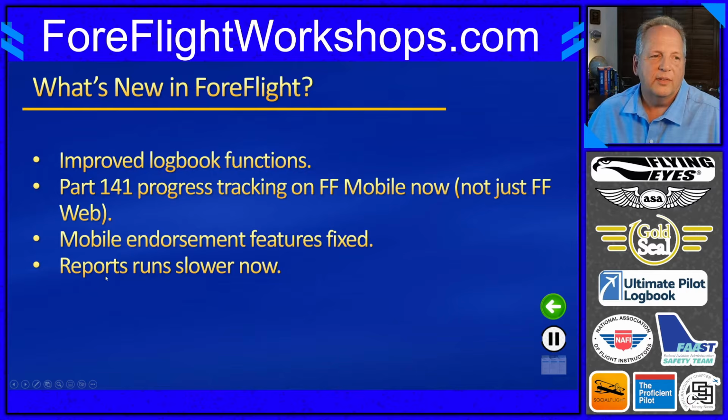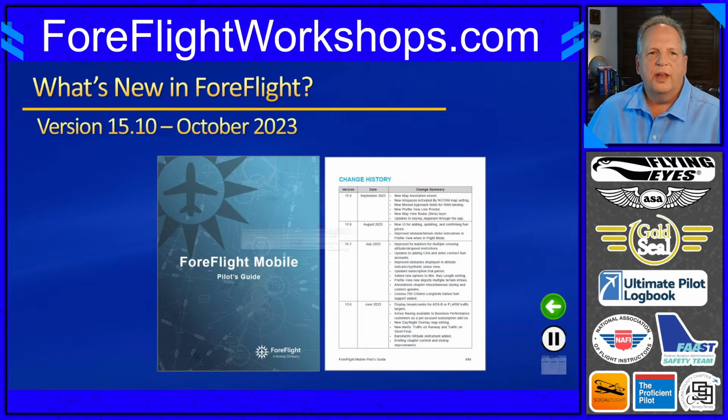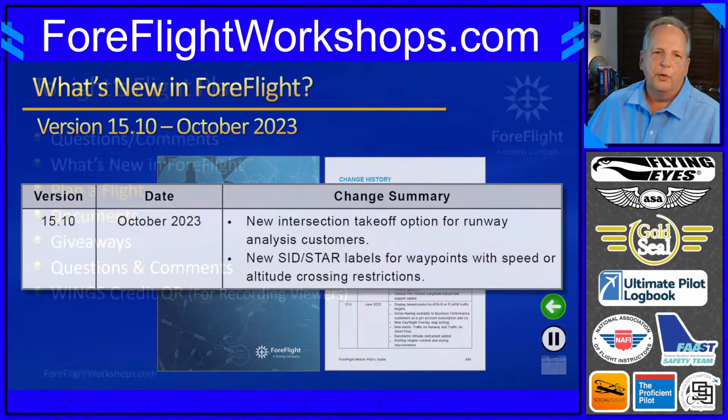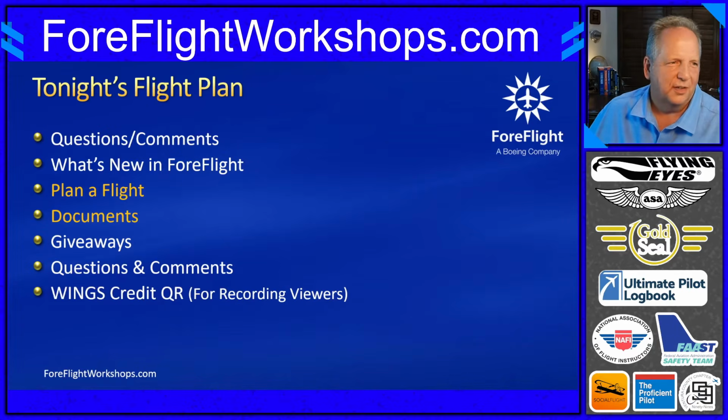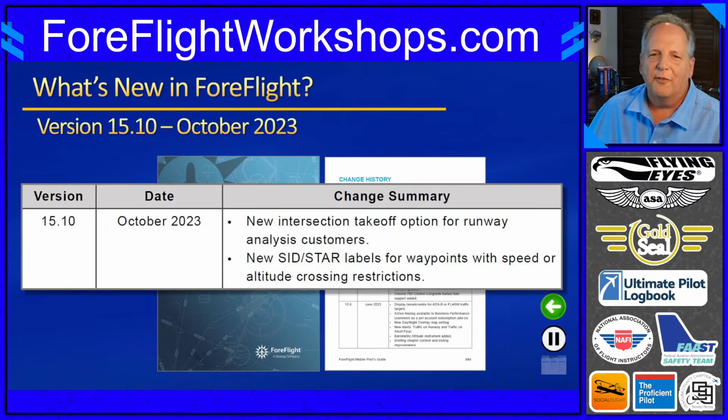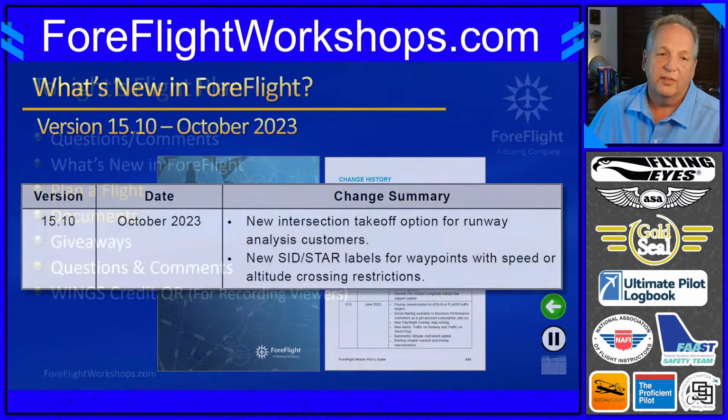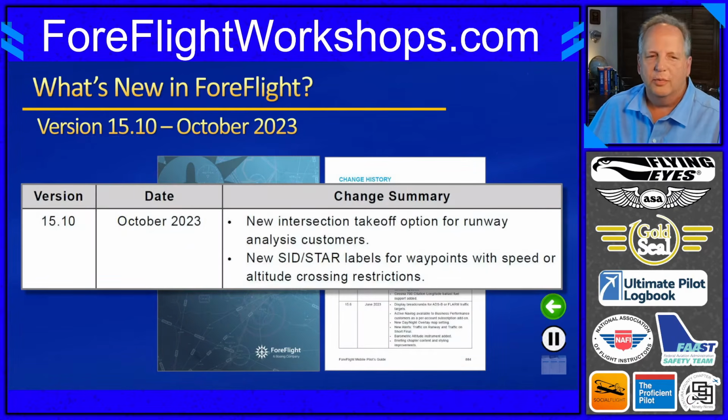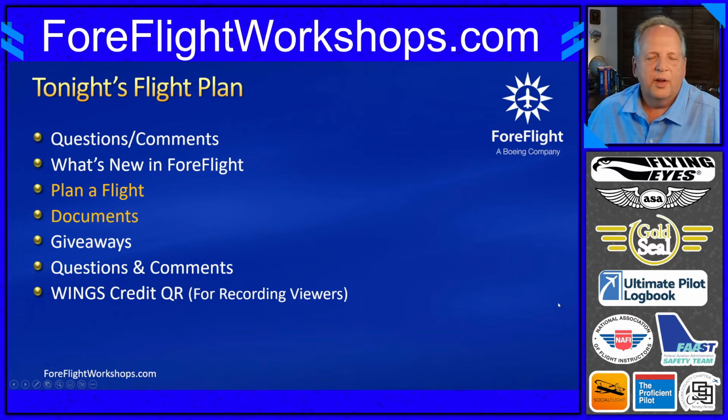The endorsement feature is fixed, and also if you run reports, you're going to see that they run a little bit slower now because of the computations that are happening in ForeFlight Mobile. If you look at the change history, there are some new intersection takeoff options for runway analysis customers. That's in the Performance Plus, and some new standard instrument departure and arrival labels. Well, let's move on to planning a flight.